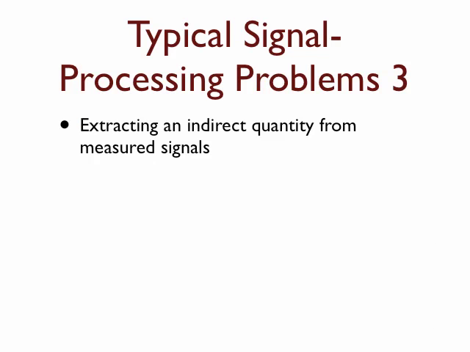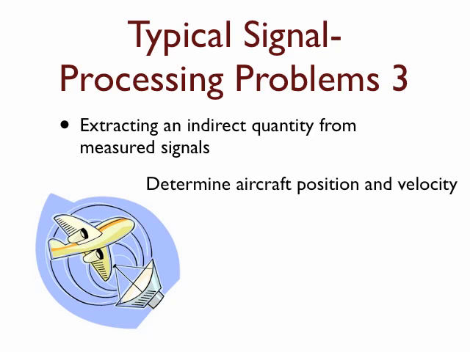A third signal processing problem is a little more abstract and involves extracting some piece of information that's embedded within the measured signals. And the best way to clarify this is with an example. So let's suppose we want to use a radar system to determine the aircraft position and velocity. Well, the way the radar works is it first transmits an electromagnetic pulse that then travels through the air and hits the aircraft and is reflected back, and then the radar system measures what's reflected back.